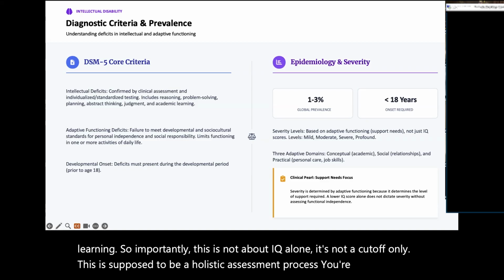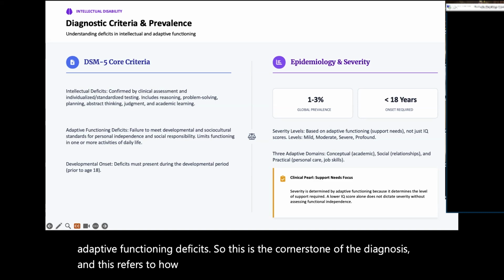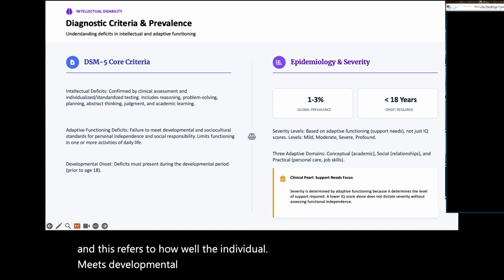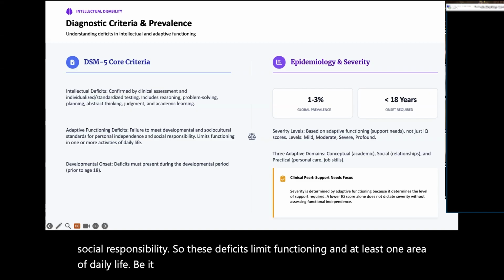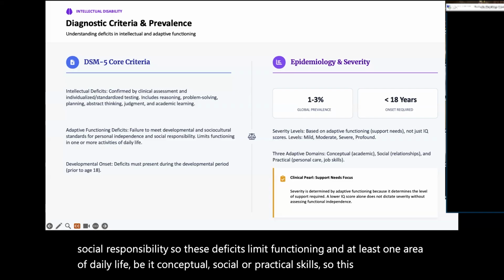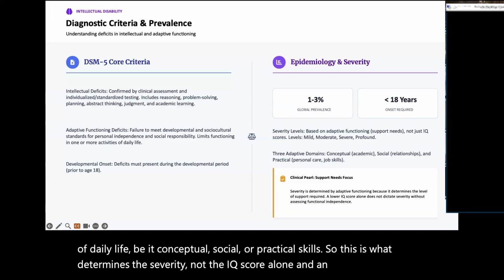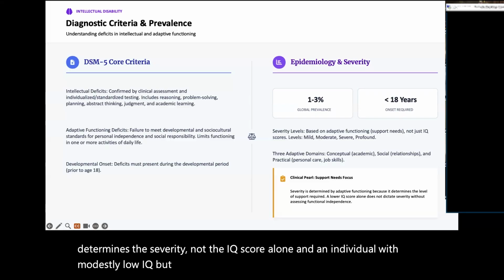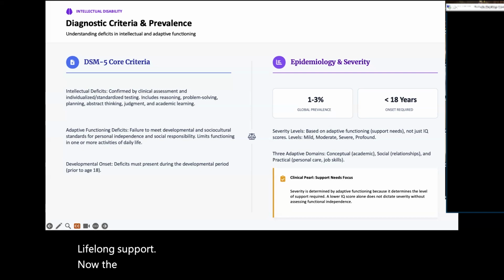You're looking for adaptive functioning deficit. This is the cornerstone of the diagnosis, and this refers to how well the individual meets developmental and sociocultural expectations for independence and social responsibility. These deficits limit functioning in at least one area of daily life, be it conceptual, social, or practical skills. This is what determines the severity, not the IQ score alone. An individual with modestly low IQ but strong adaptive skills could function quite independently, while another with similar scores may require lifelong support.